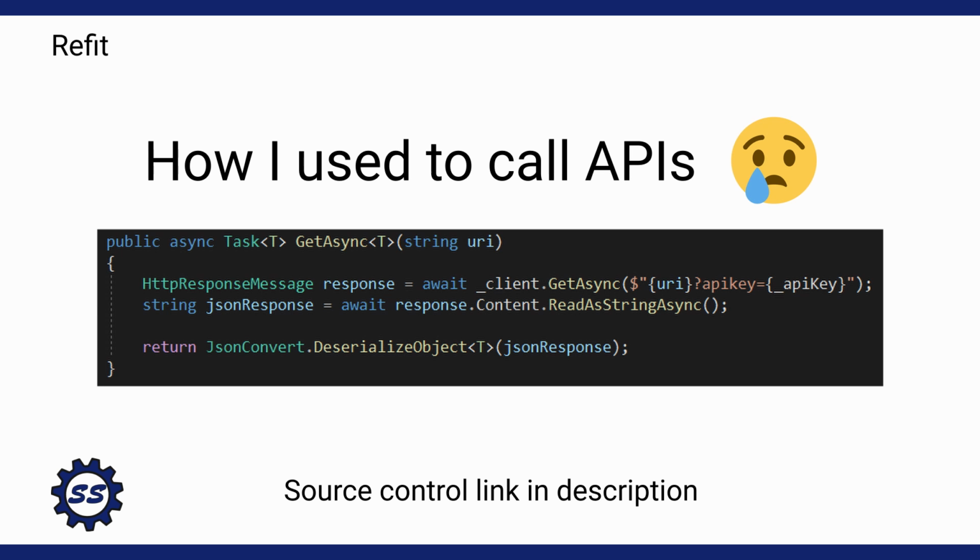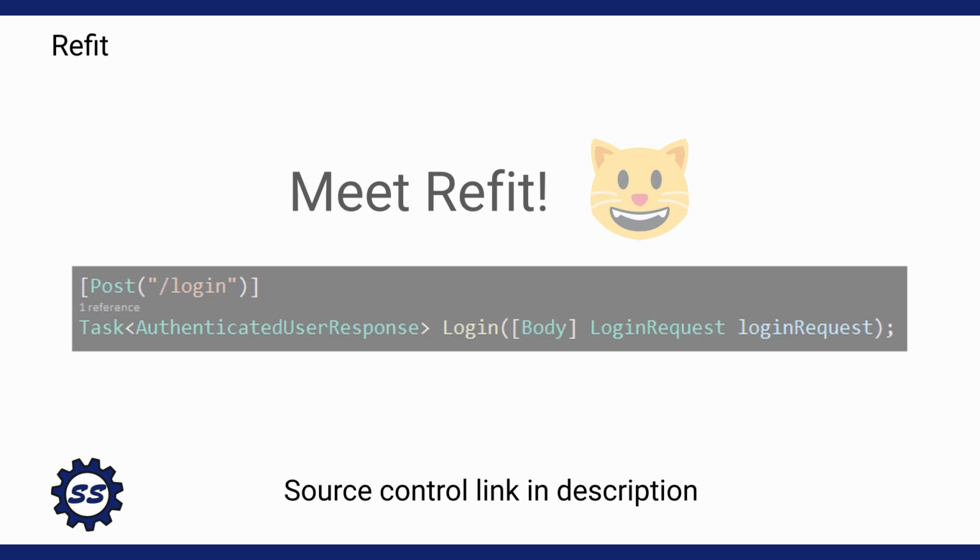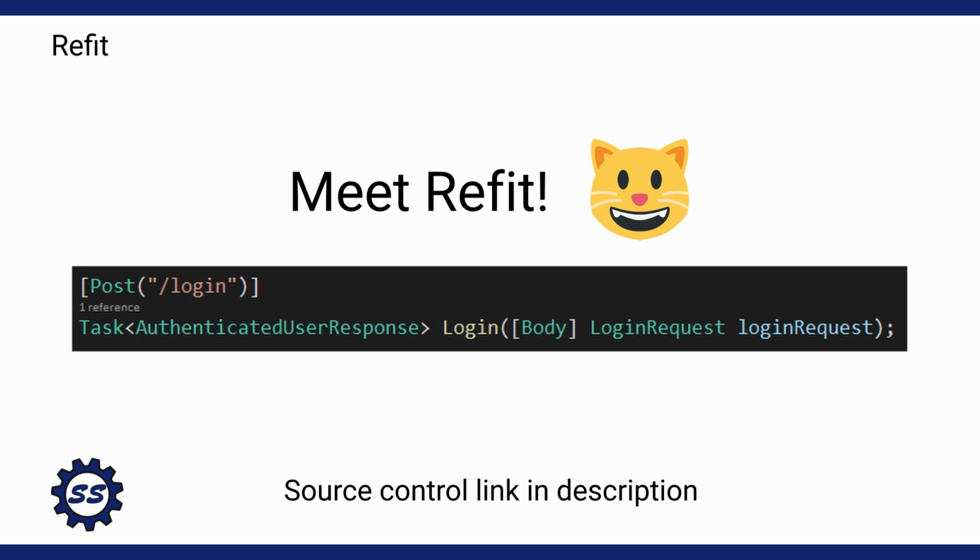Traditionally, if you want to consume an API, you would use some kind of HTTP client, make an HTTP request, get a response, read the response, then deserialize the response into some kind of data. That's a pretty repetitive process, and we're going to see with Refit, it's just so much easier.